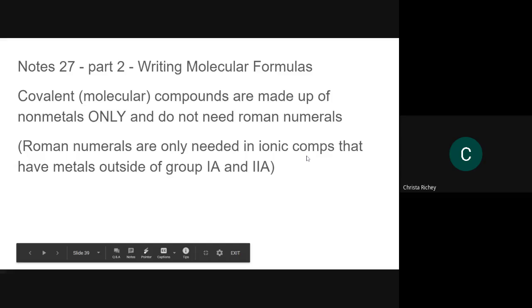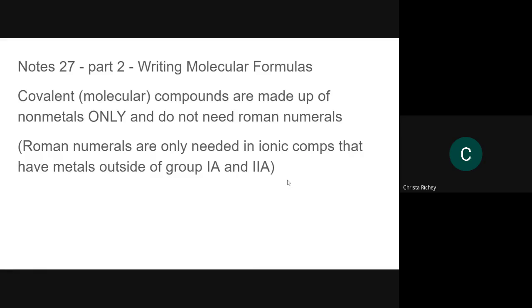I apologize. The Roman numerals were only needed with ionic compounds, and those were the metals to the right of group 2, except for aluminum and cadmium and zinc and silver. You don't have to for covalents. There's only one little thing that you need to pay attention to with the covalents.